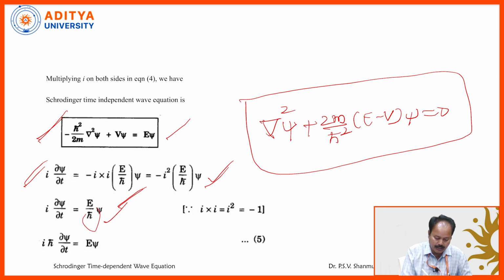This h cross term, I am just writing in the LHS. Automatically what we get? i h cross ∂/∂t of psi is equal to E psi. So this is of the form H psi is equal to E psi.